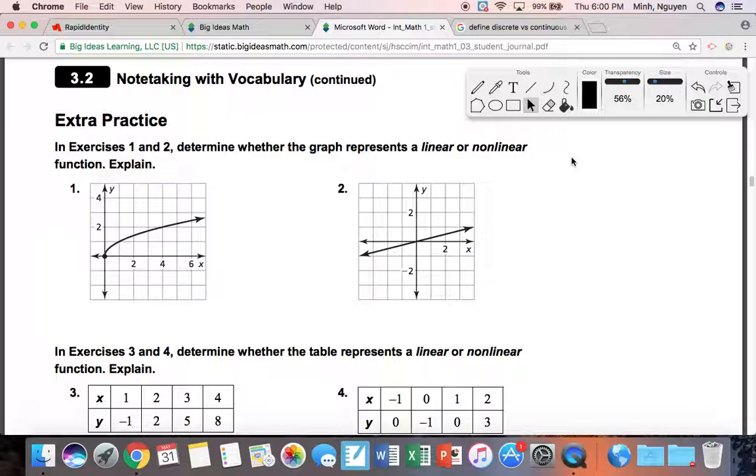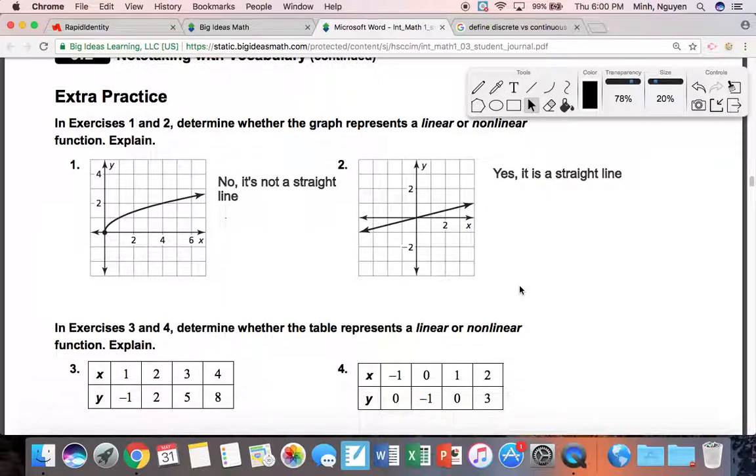Determine whether the graph represents a linear or nonlinear function. Basically, it's asking you if it looks like a line. So what do you guys think? Does number 1 look like a line? No, it's not a straight line. Then we can move on over here and say, oh, yes, it is a straight line. It's straight. As x is going up, it's going up by the same amount. Here, there's a fairly big jump, but then as you go further along, the increases get smaller. It plateaus, right? So it's not constant. Constant meaning the same or consistent.